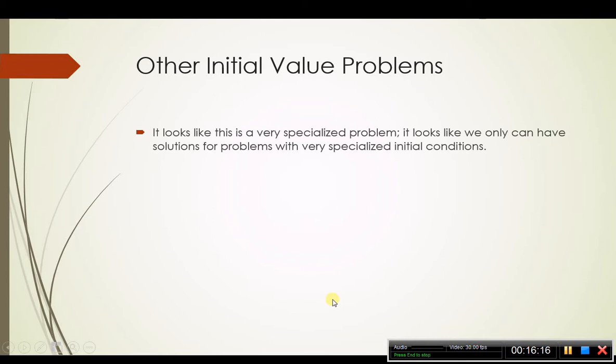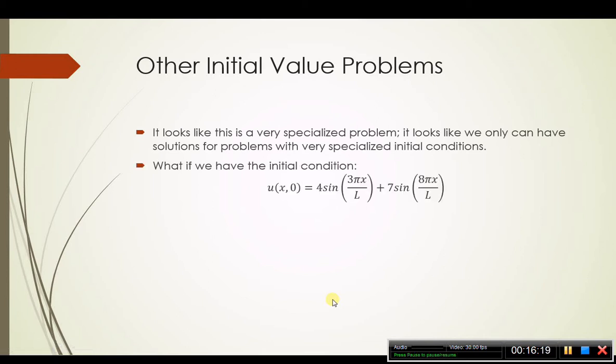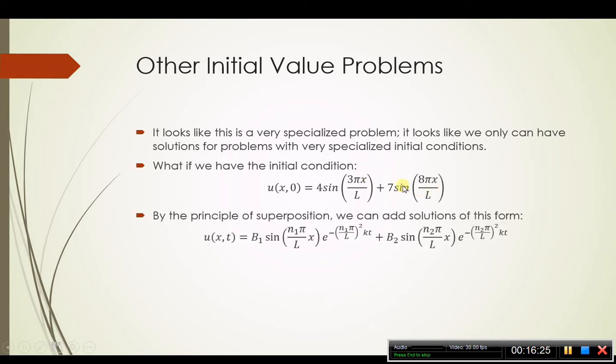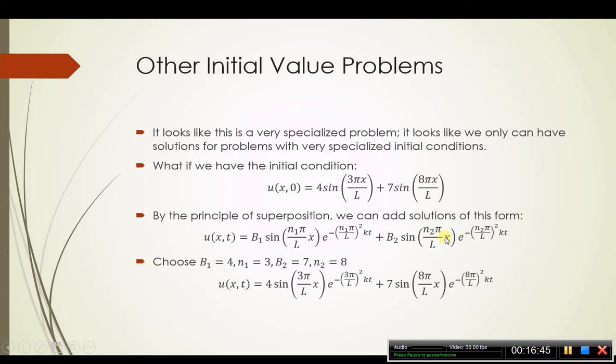So suppose we have a different type of initial value. Now suppose we have something that looks more like this. We know by the principle of superposition that we could have two solutions with the same form that we found before, but instead our B1, B2 and our N1, N2 are different things. This still satisfies our solution. If one of these satisfies it, then both of these satisfy it. So now we can choose our B1 to be 4, our N1 to be 3, B2 to be 7, and our N2 to be 8. And so now we have that this is a solution to our PDE.